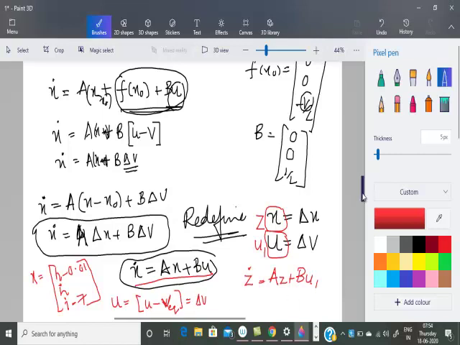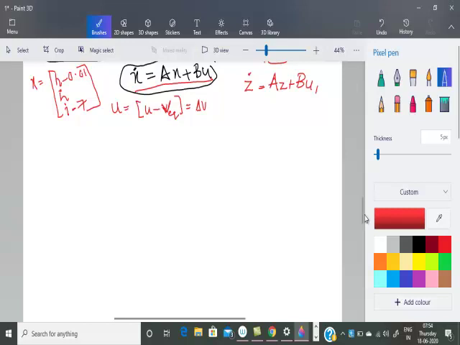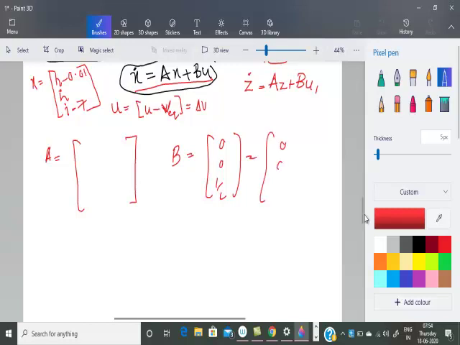And A that you have obtained is the matrix that we have just seen. B is again 0, 0, 1 by L, which is equal to 0, 0, 100. So you have got the state variable form for this, which was the objective of the second question in this.